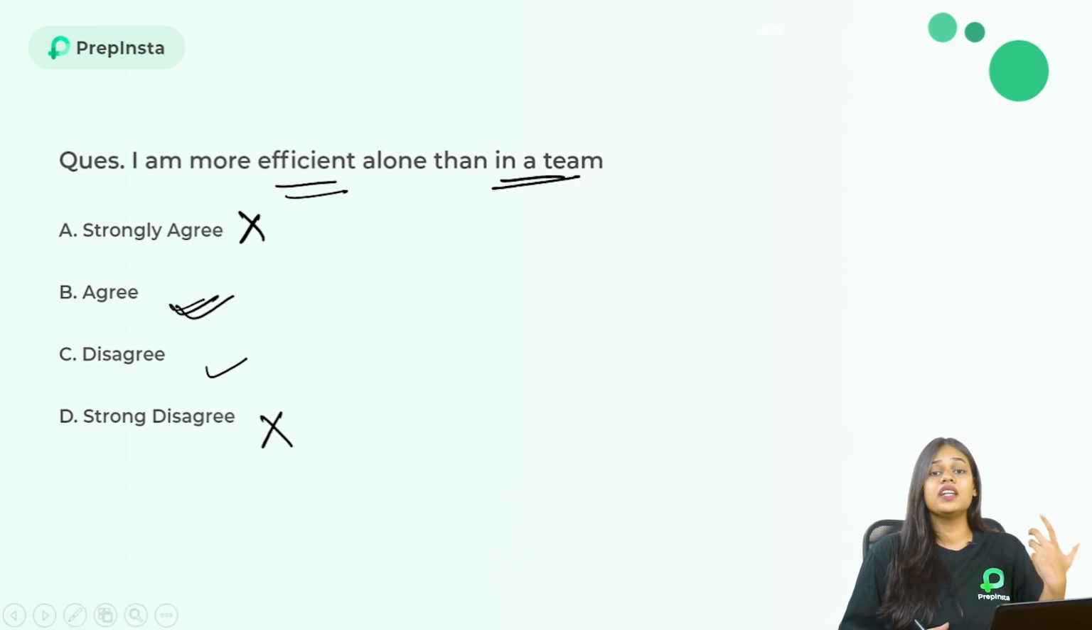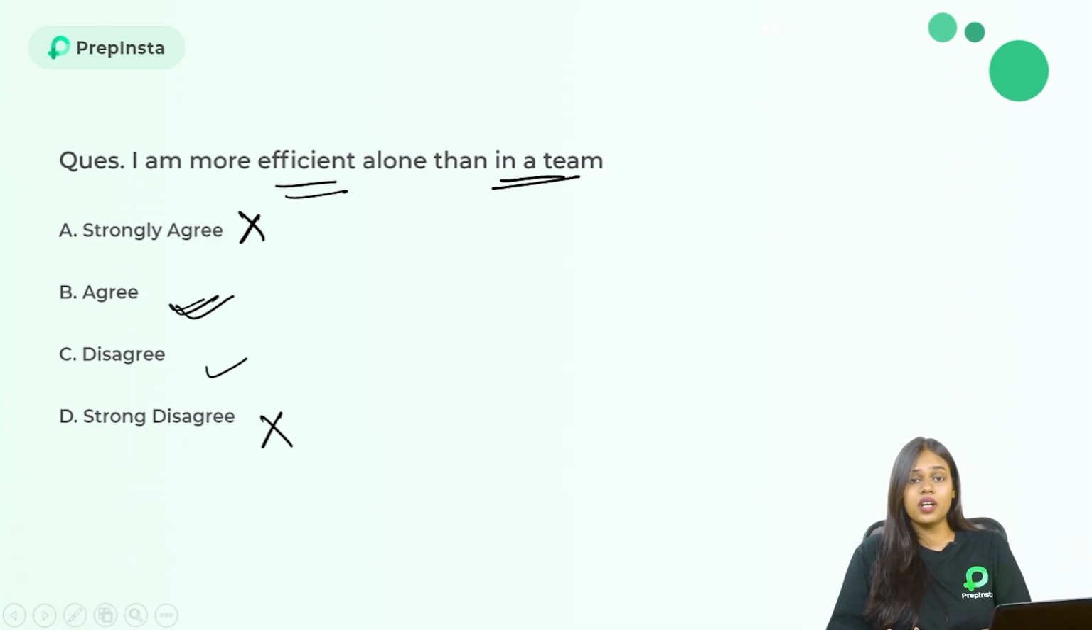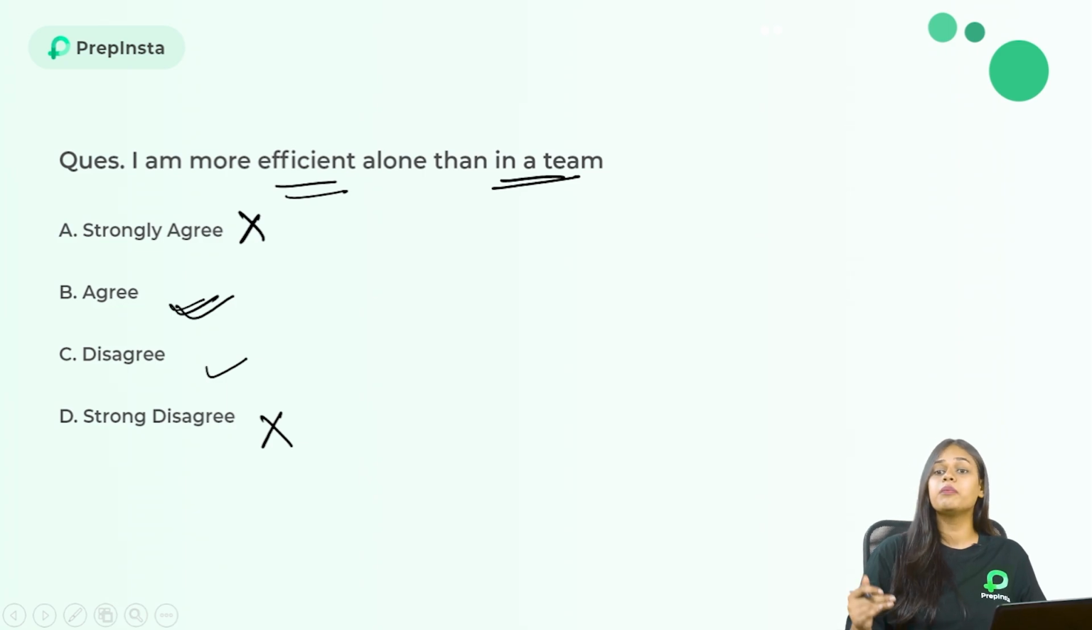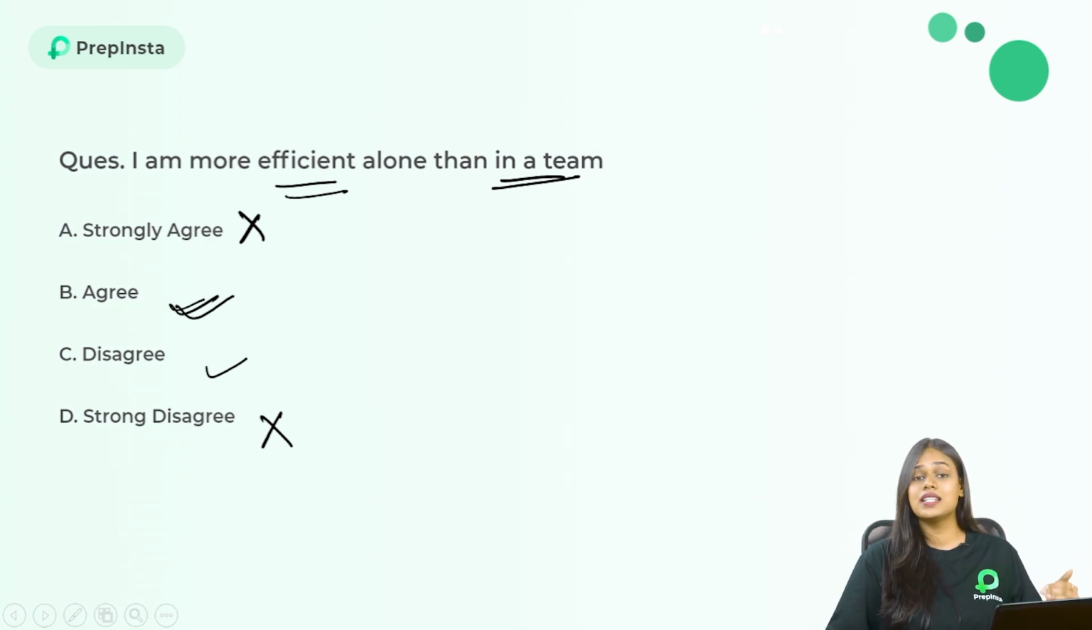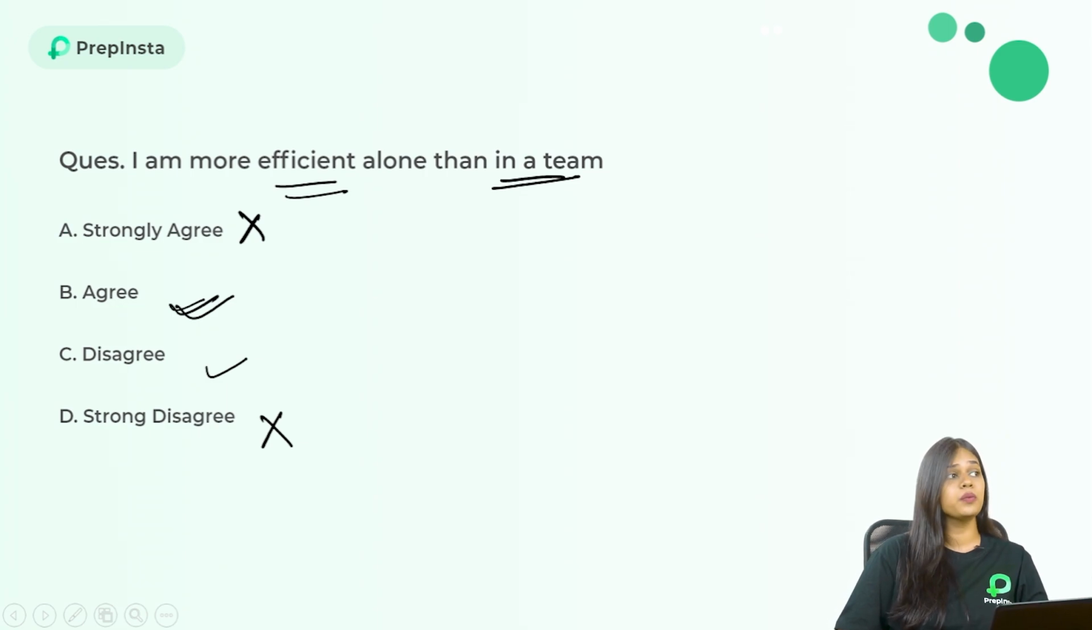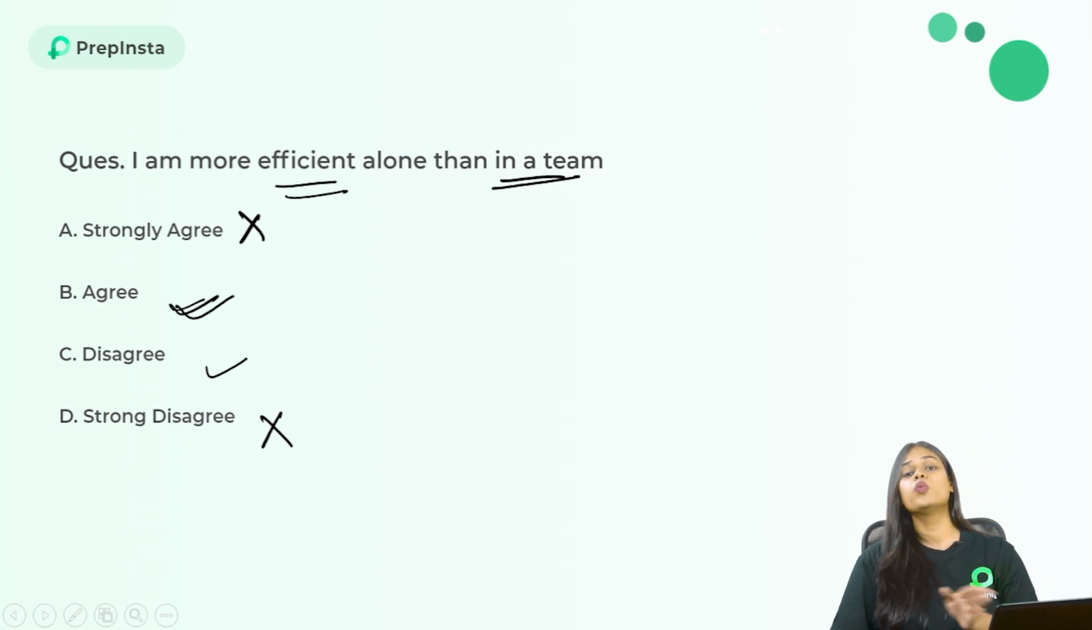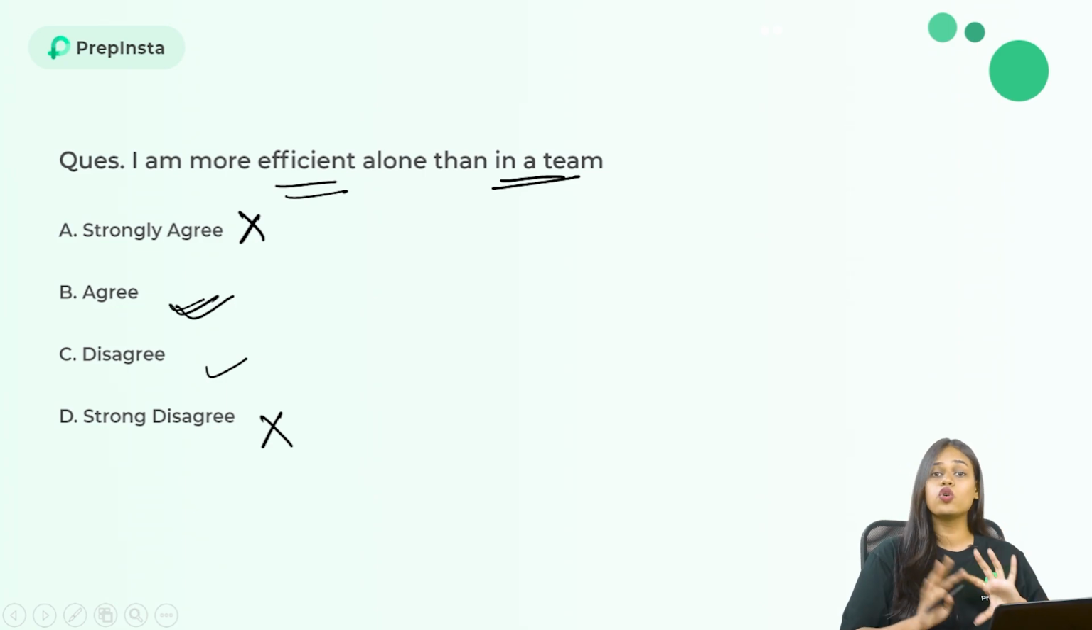Because in case you are given some task to take up alone, and if you're not efficient working alone, you are going to be marked negatively. So the most appropriate answer is to agree that yes, I am efficient alone, but I can also work in a team. Or you can disagree, saying yes, I am most efficient when I'm working in a team, but I can also work alone. So that should be the balance. Don't go with the extreme answers for this question.